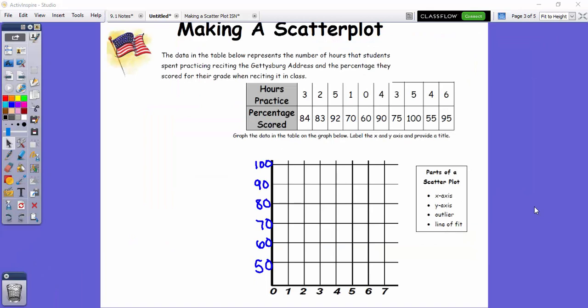Okay, now it's important you know how to make a scatter plot. If we were in the classroom, we would be making a lot of scatter plots on graph paper by hand. But because we're doing things a little bit differently, we're going to focus on parts of scatter plots and meanings, but also knowing how to create a scatter plot is important. So the paragraph up here says the data in the table below represents the number of hours that students spent practicing reciting the Gettysburg Address and the percentage they scored for their grade when reciting it in class. So I can see I have a table of data, I have hours practice, and the percentage that was scored. So this would be like their grade out of 100%.